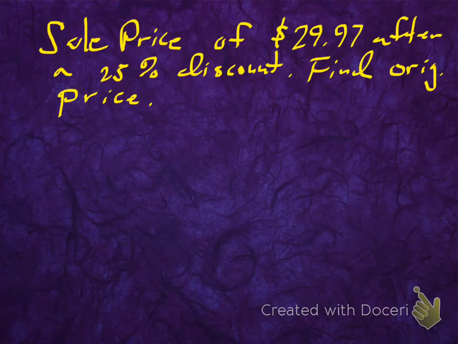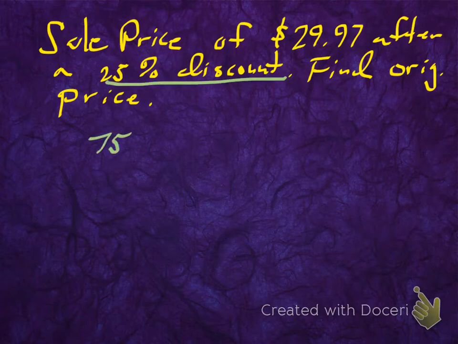This time, a little bit uglier numbers. Let's suppose that we have a jacket that's on sale, and it's on sale for a sale price of $29.97. And that's after a 25% discount. All right, so now let's work backwards and find out what the original price was before the discount. So once again, if I have 25% discount or 25% off, I'm paying 75%.